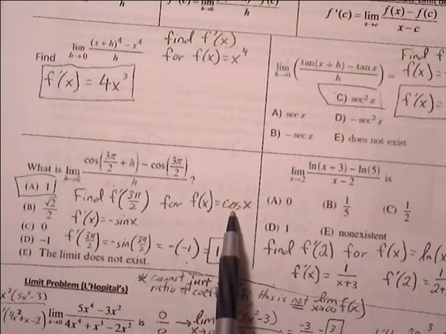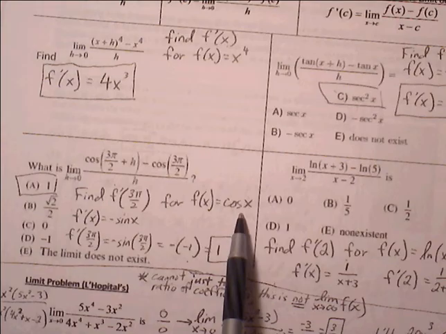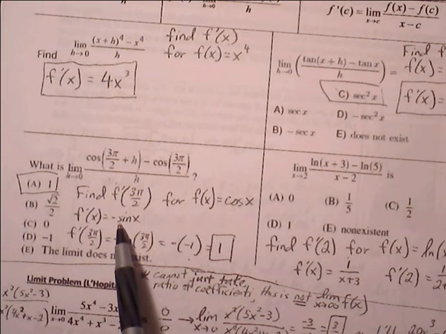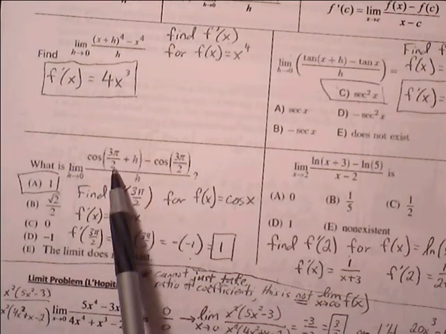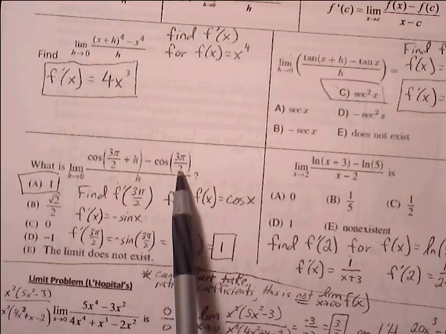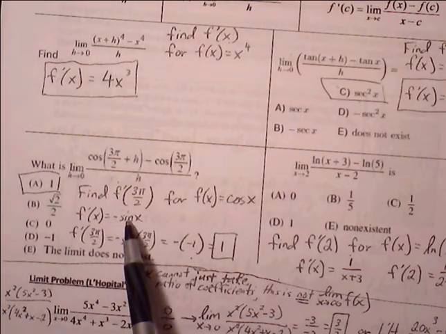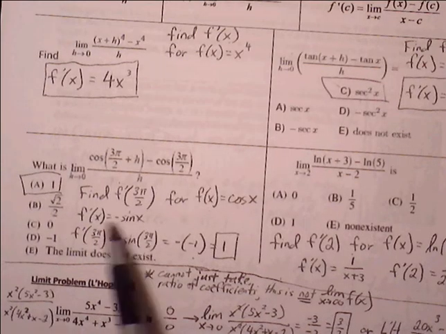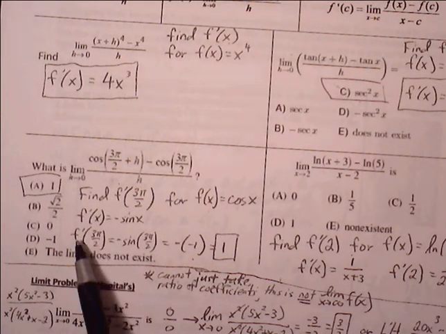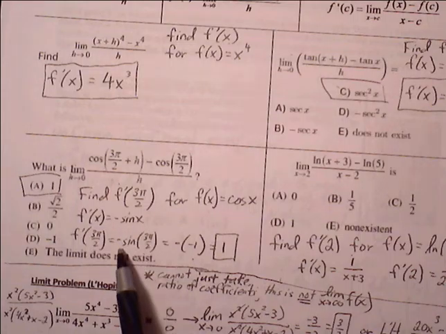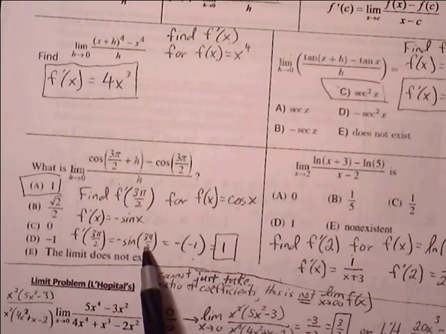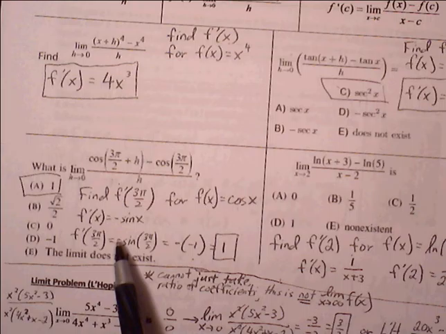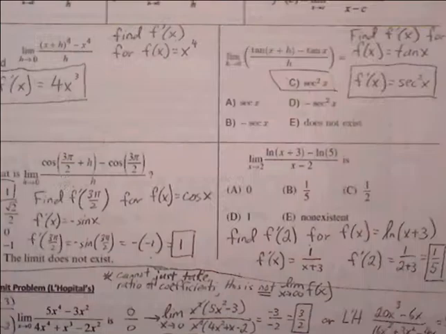Next, we need to find the derivative. So the derivative for cosine of x is negative sine of x. And then one step further, it's asking for the derivative at a point. So it's asking for what's f prime of 3 pi over 2. We know that f prime of x is negative sine of x. So if we replace the x with 3 pi over 2, sine of 3 pi over 2 is negative 1, negative 1 times this negative 1 outside will give us positive 1.